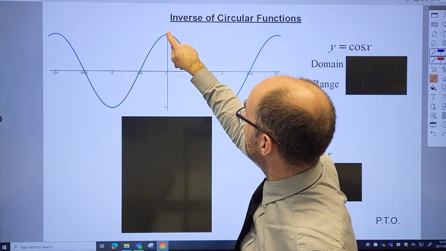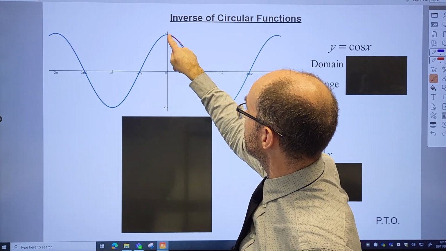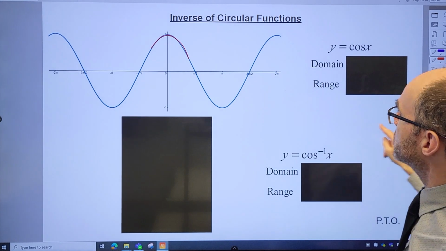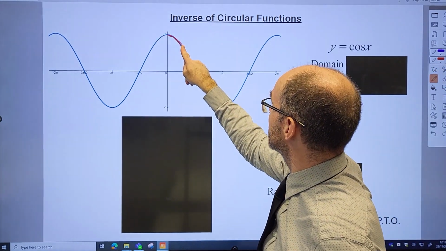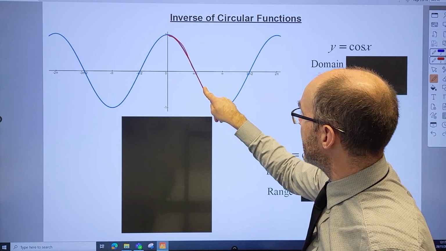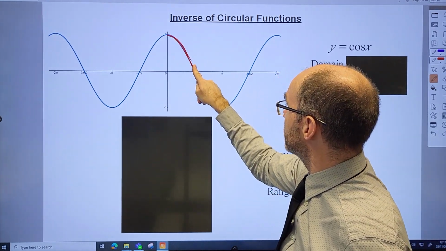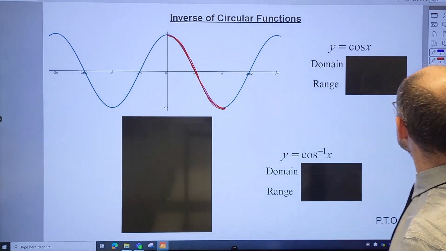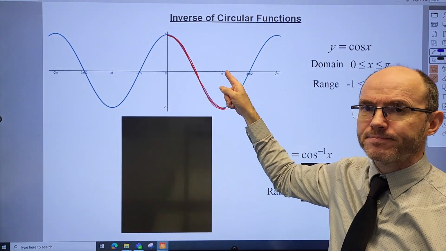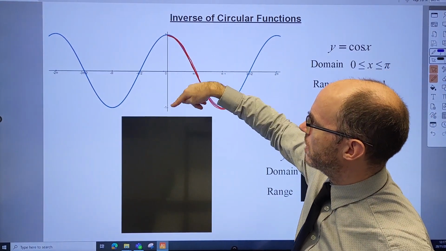So if you start here and go right, you don't want to go left because as soon as it goes back down itself, it's no longer one-to-one. So what you'll do is you'll stay here and keep on going until the graph goes back on itself. And it's going to be this point here. So between here and here, that is where the graph is one-to-one. So the domain you'll need is between 0 and pi. And the range between -1 and 1.